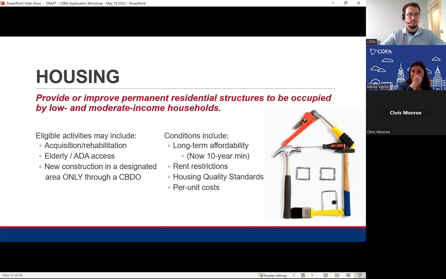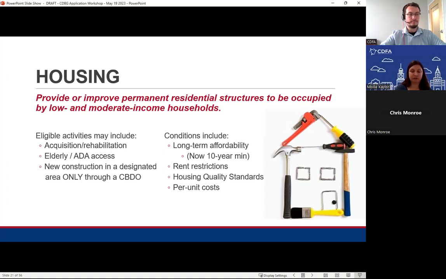The primary objective of this program is to provide housing to low to moderate income individuals. Rental and owner occupied housing is eligible, and low and moderate income homeowners and landlords that rent to LMI residents are also eligible for financial assistance. Eligibility is very nuanced, but activities include, but are not necessarily limited to, the acquisition or the rehabilitation of existing housing, elderly or ADA access in those residential units.